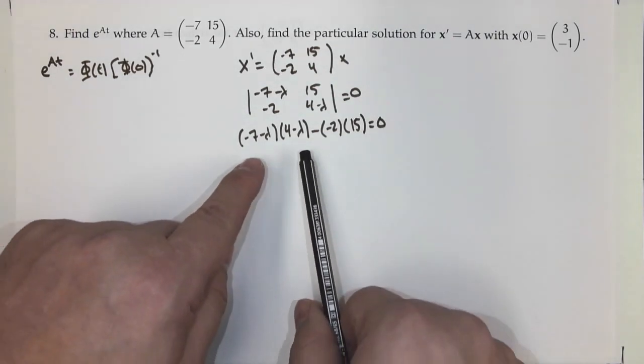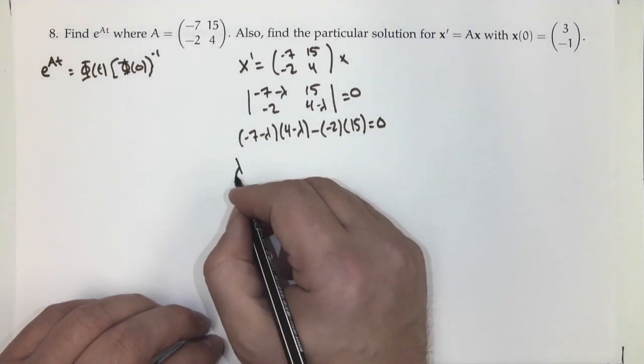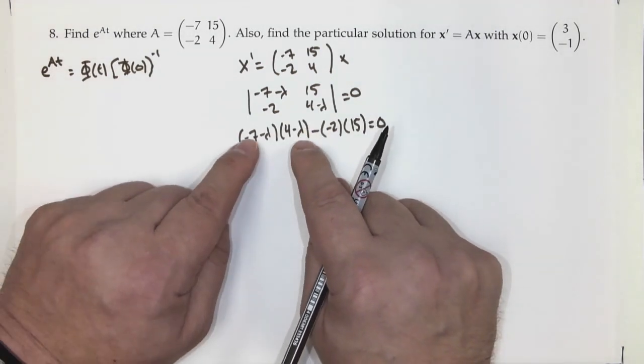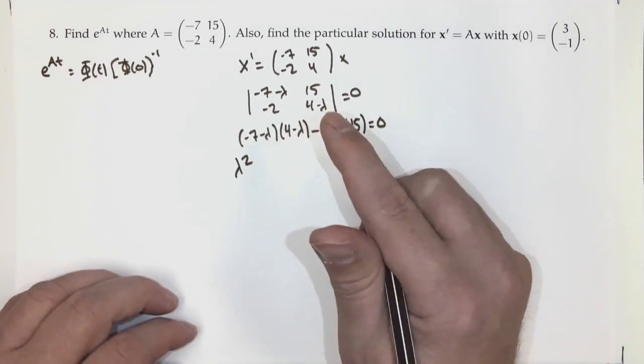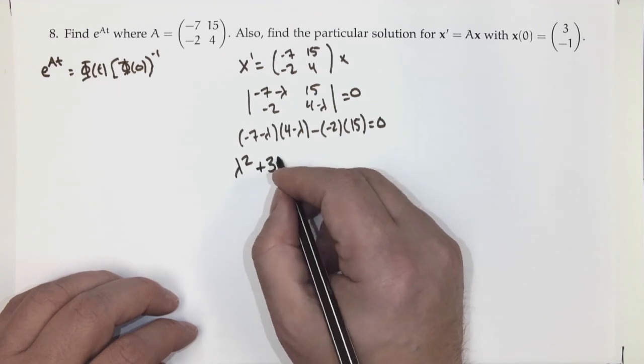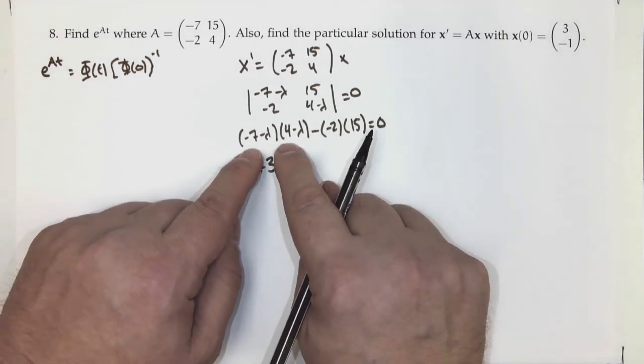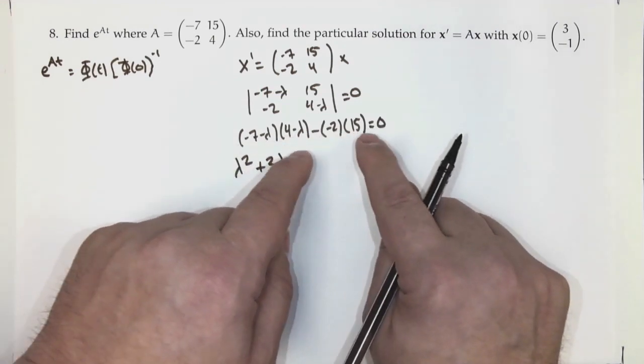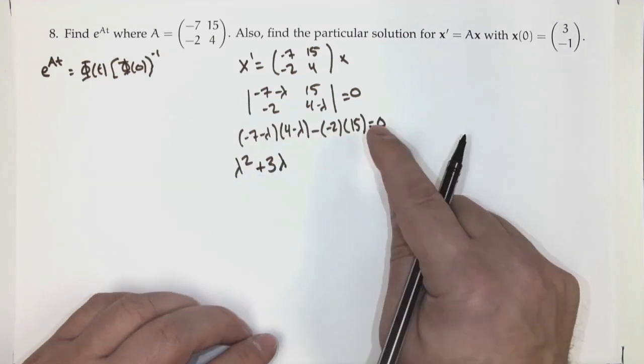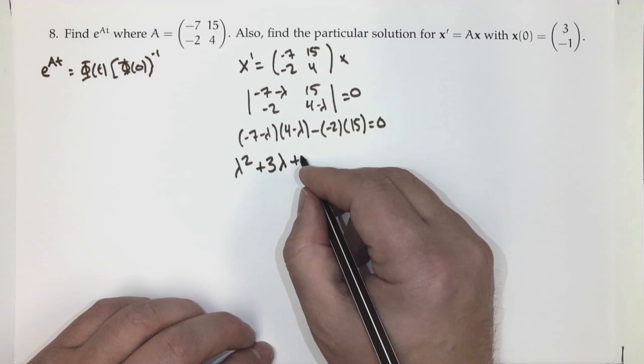Okay, take our determinant, down one diagonal, up the other, but subtract. We get lambda squared, no surprise there, plus 7 lambda, minus 4 lambda, oh, that's nice, that's a 3. And then we're going to get minus 28, plus 30. That's plus 2 more.